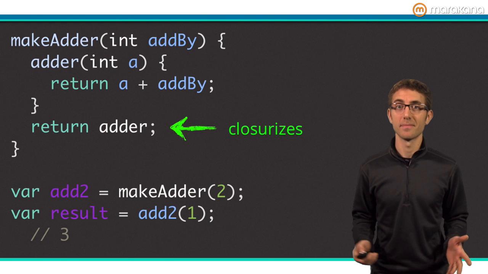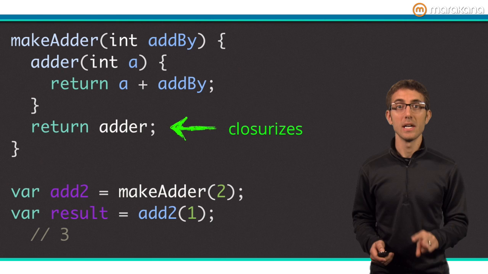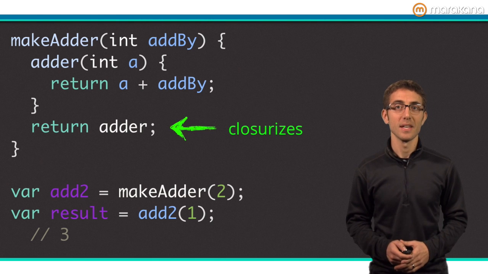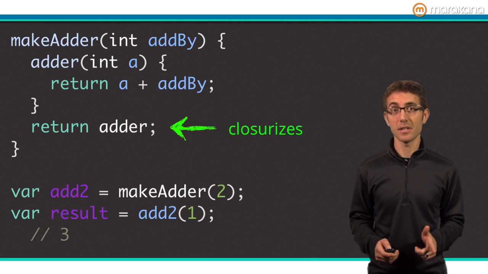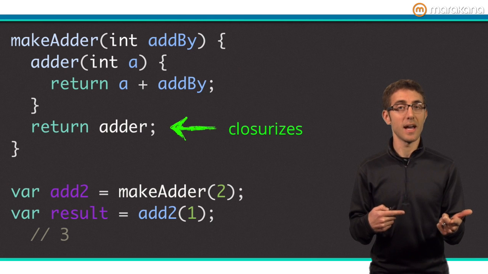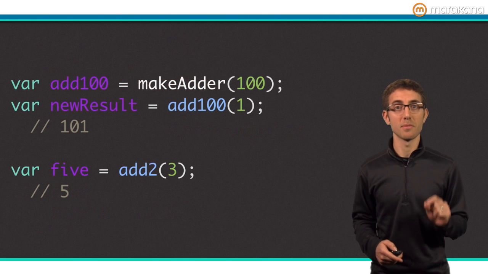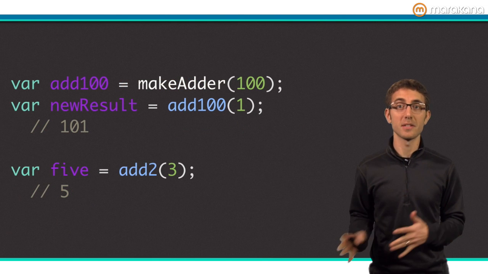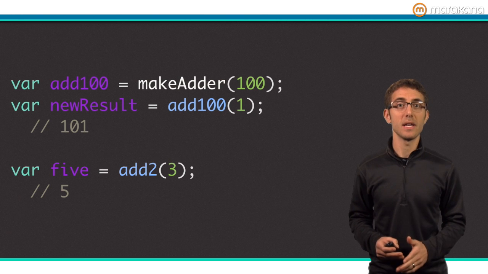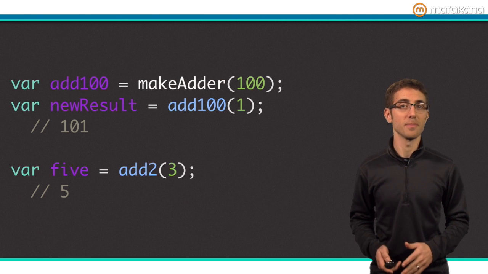So far, so good. Let's use makeAdder to create a new adder, in this case, the function addTo. Calling the addTo function with 1 returns, you guessed it, 3. This is lexical closures in action because addTo closes around addBy, whose value was originally passed to makeAdder. To really drive this point home, notice how you can create more adders with makeAdder, each one not affected by the other. Here's an example of making an adder that adds 100. Notice how add100 is independent of add2.